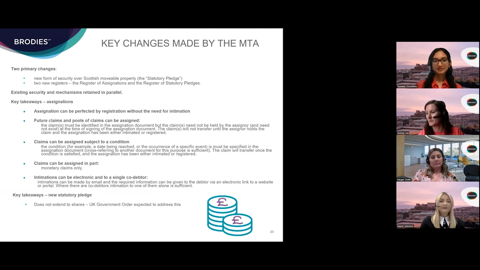So, looking firstly at assignations, some of the key changes which the legislation will make appear on the slide now. So what this all means is that registration upfront in the Register of Assignations of a transfer of, for example, book debts or rental income from a property will affect a transfer of present and future book debts and rents as they arise without the need to give notice to customers or tenants.